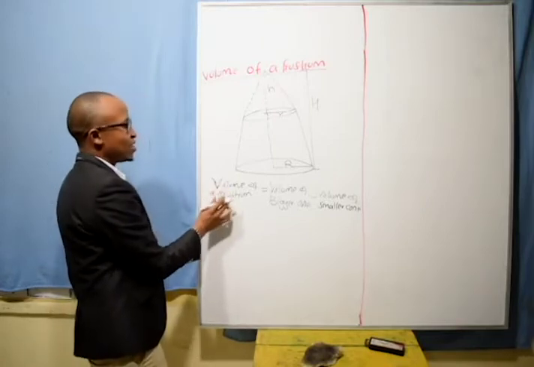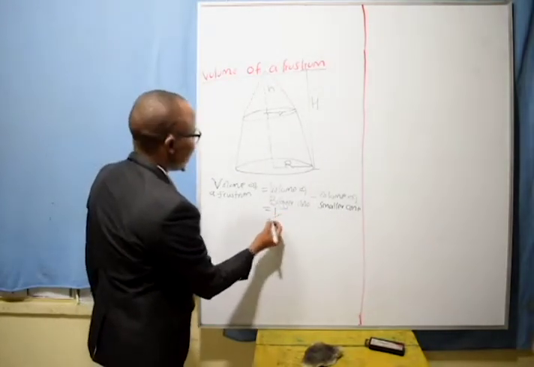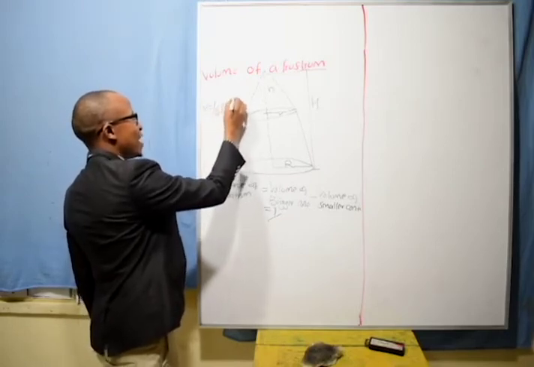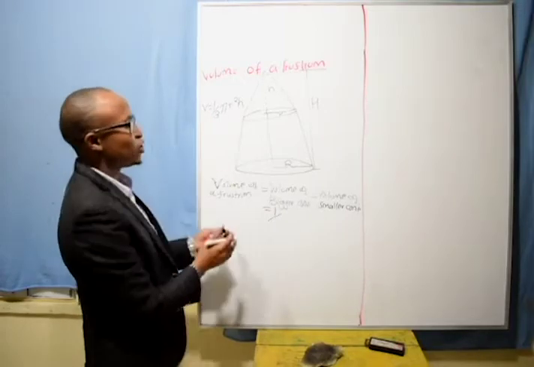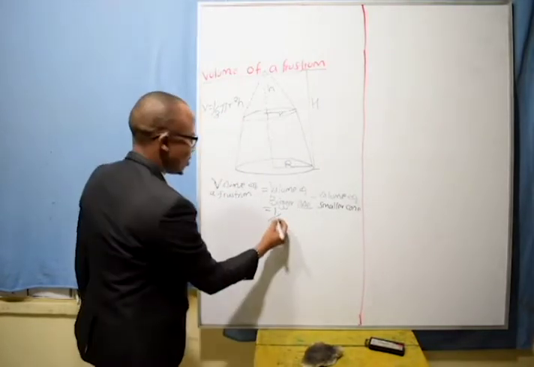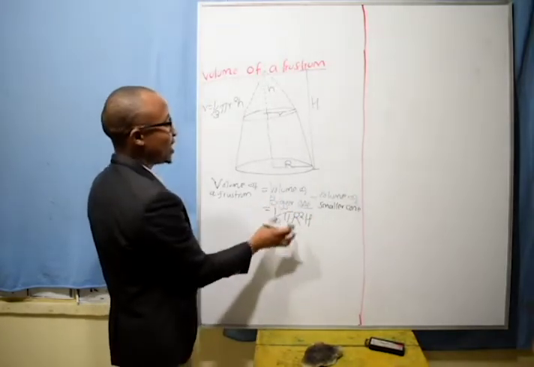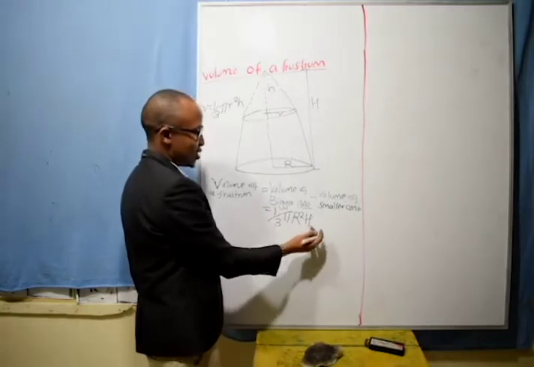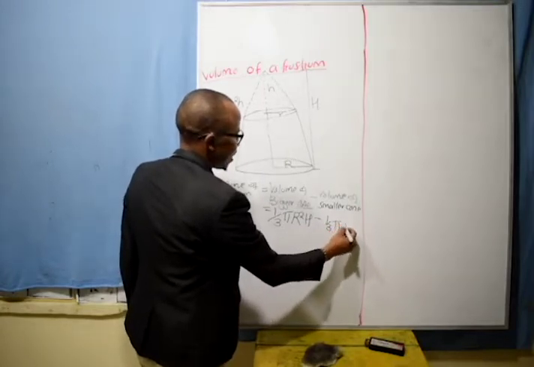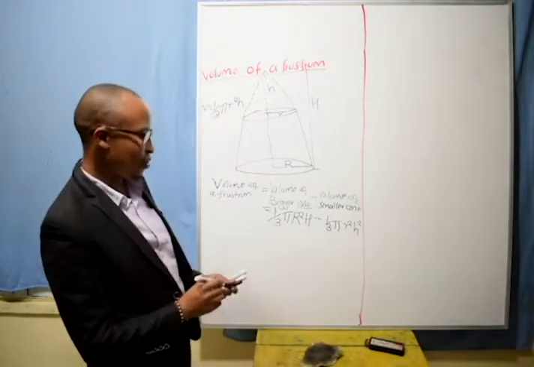Because this is the volume of a frustrum, how can you get the volume of the bigger cone? If you remember, the volume of a cone is equal to a third pi r squared h. This is the formula to get the volume of a cone. So it becomes a third pi R squared H, because it is the bigger one. That's why we are using the bigger radius and the bigger height. Subtract the volume of the smaller cone, which is equal to a third pi r squared h, with the smaller height and the smaller radius. So from there, now you can carry on.